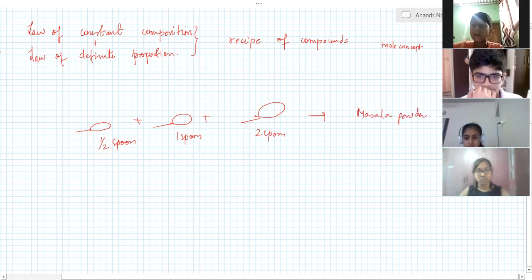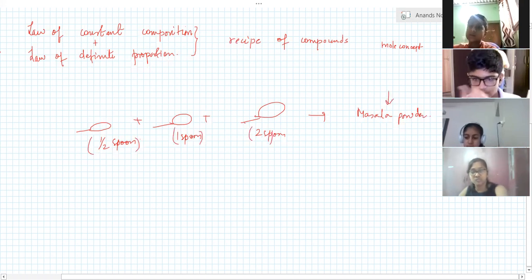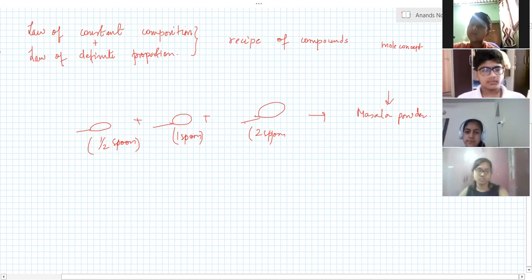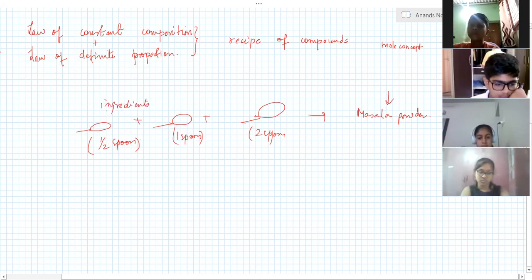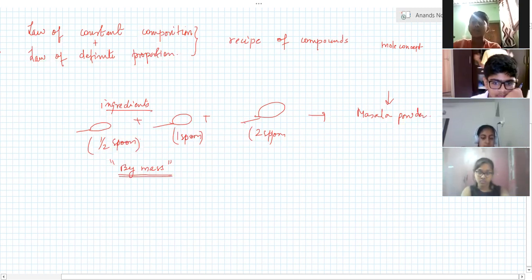So you cannot change these measures. You have to keep the measure, otherwise you will not get the proper final product. If you take pizza, if you take coffee, whatever it is, the ingredients always have to be in a certain proportion by mass. This is the key word. You have to know that they will always exist in a certain proportion by mass. So that is what this law of constant proportion says.